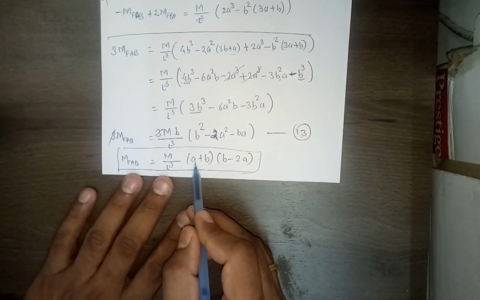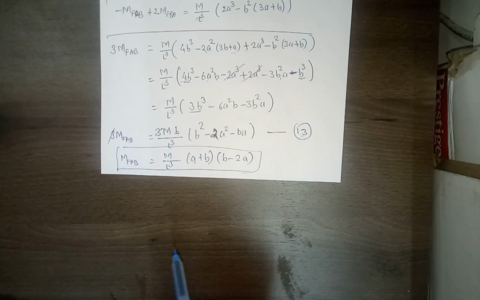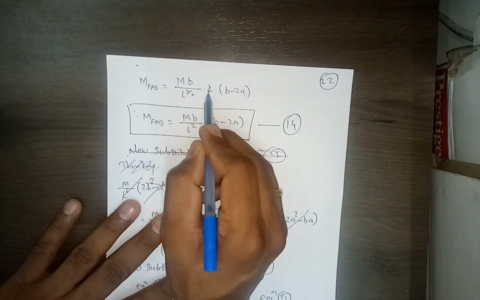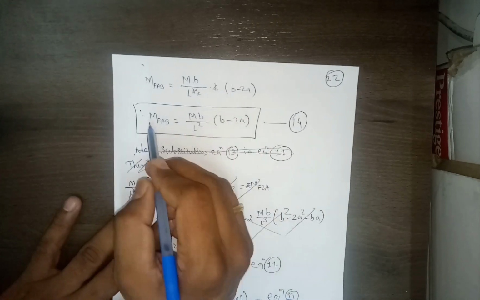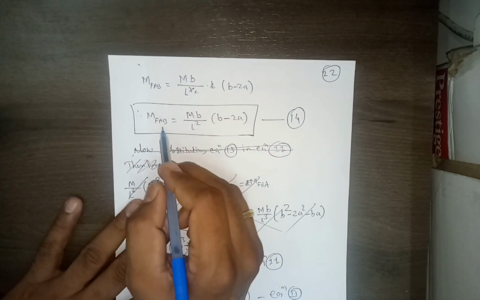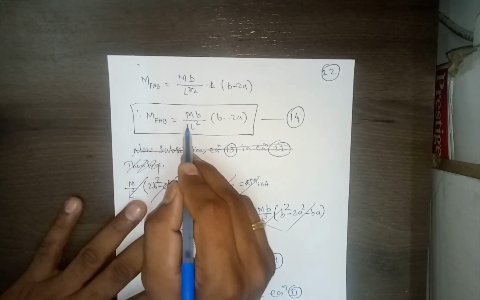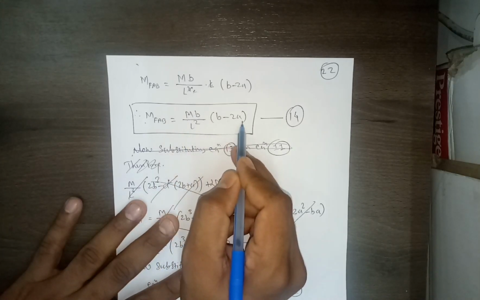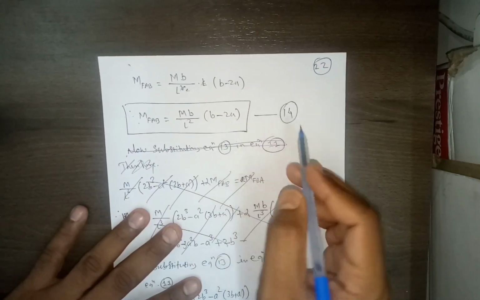Now this is the equation of MFAB. But we can substitute this a plus b as L, right? We know that a plus b is equal to L. So now I have substituted this as a plus b equal to L. So this L and this L cube will get cancelled, you will get square. So this is the equation that you need to remember. So fixed end moment at support A is equal to mb by L square in bracket b minus 2a. And this is the equation that we should remember. This is equation number 4 I am writing.